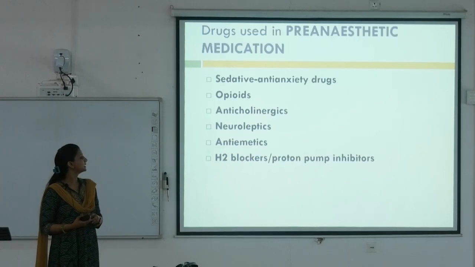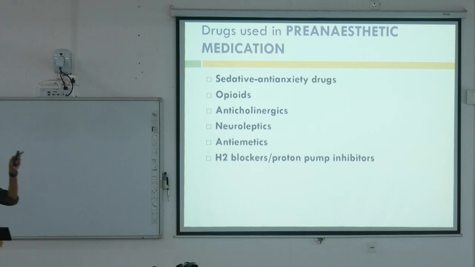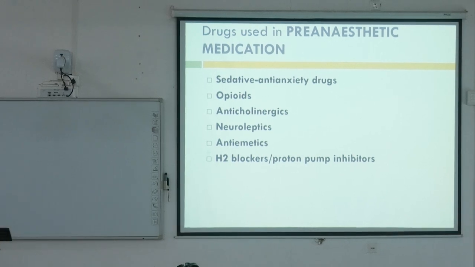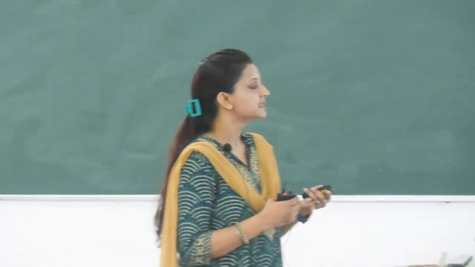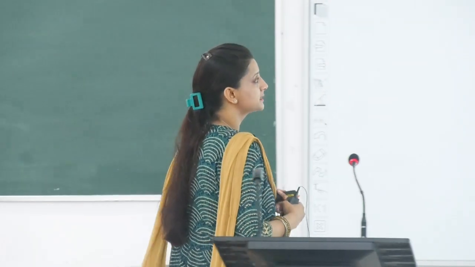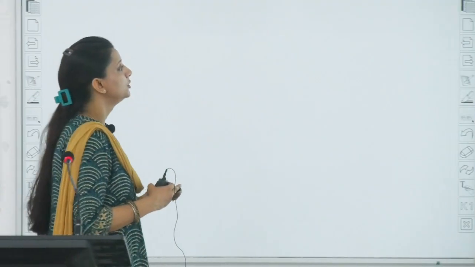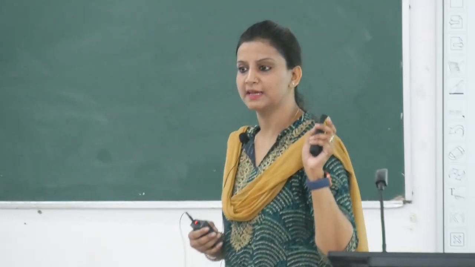So what are the drugs that we are giving? Pre-anesthetic medications. These are the list of drugs that we give before giving the general anesthesia to the patient. So sedative or anti-anxiety drugs, opioids, anticholinergics, neuroleptics, antiemetics, proton pump inhibitors or H2 blockers. Okay? সবার বলে দিলাম কি কাজ আছে। Now the group of drugs I have told you.